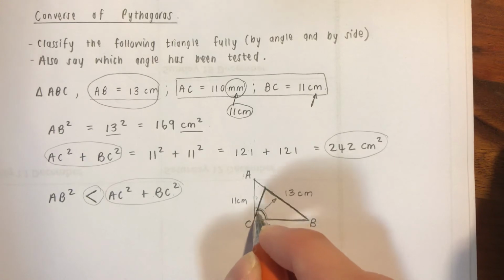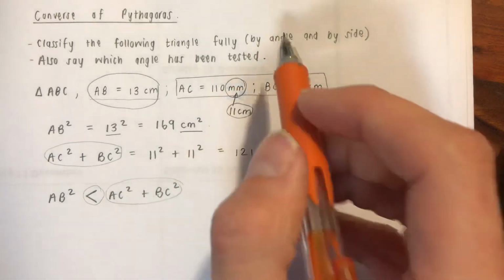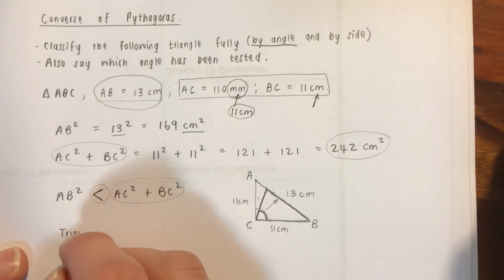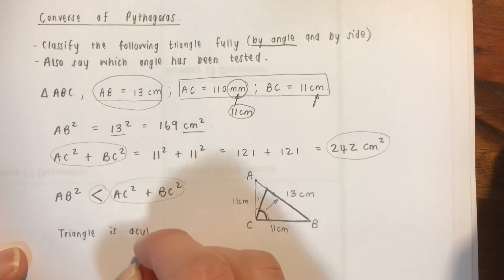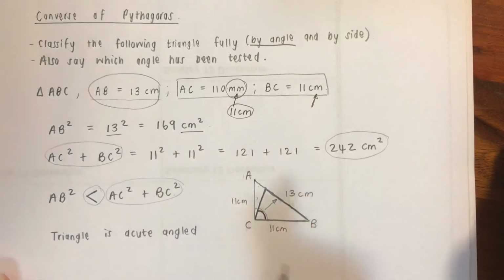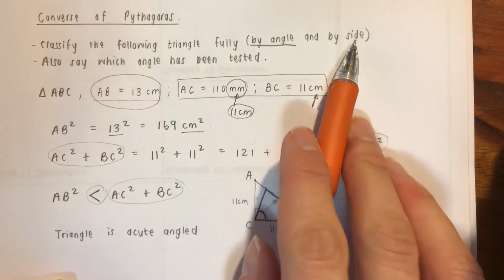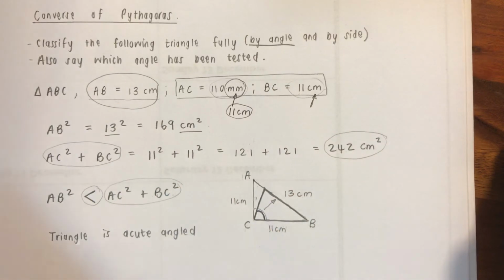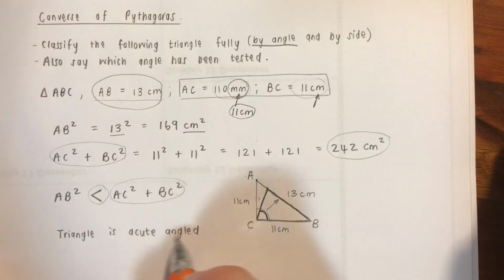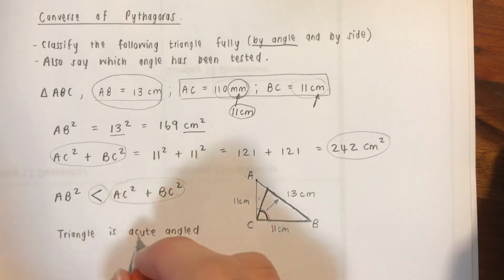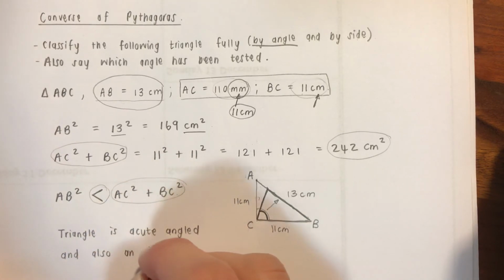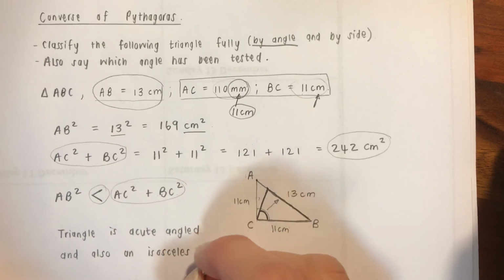So what angle do we have here? We have an acute angle. So when we classify the triangle by angle, we will say the triangle is acute angled. That is classified by angle. And then by side, we will say we have two sides that are the same, AC and BC. And when we have a case like that, what kind of triangle do we have? Isosceles. So the triangle is acute angled and also an isosceles triangle.